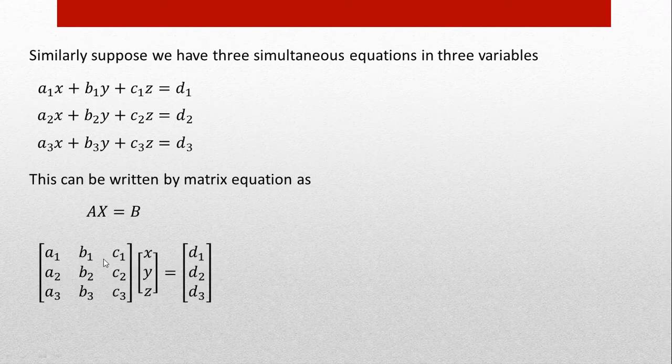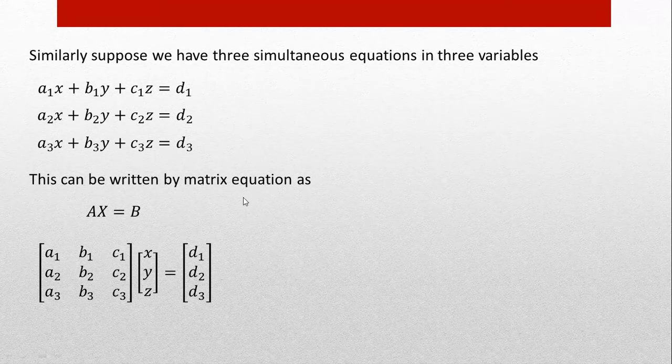First matrix is of coefficients of x, y, z. Second matrix is of unknowns x, y, z, and is equal to, on the right hand side, the matrix of these constants d1, d2, d3. So these three simultaneous equations can be converted into a matrix equation like this. Okay, and this is the very useful relation between the simultaneous equations and the matrix equation.